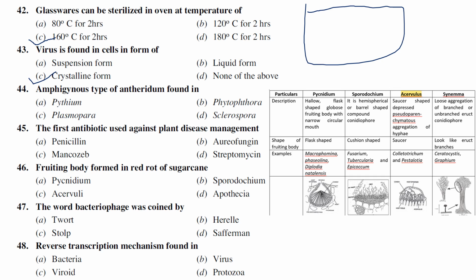Amphigenous type of antheridium is found in Pythium, Phytophthora, Plasmopara, Sclerospora. Generally, Pythium contains the paragynous type of antheridium, but Phytophthora is highly famous for the amphigynous type of antheridium. Also, one more special feature of Pythium is the formation of a vesicle above the sporangium.